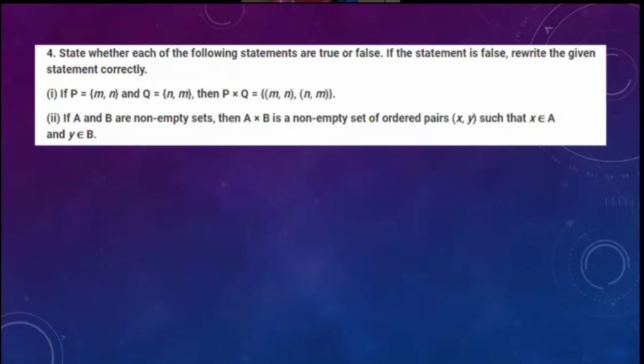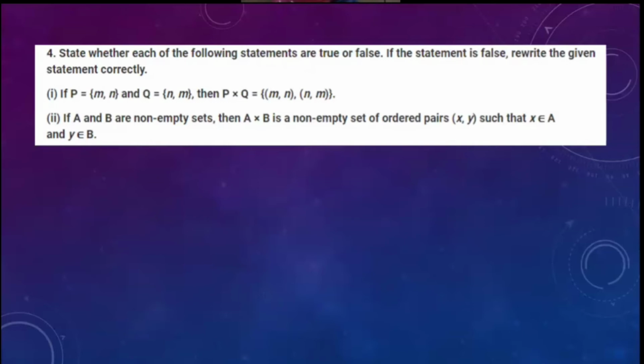Now see the next question. State whether each of the following statements is true or false. If the statement is false, rewrite the given statement correctly. The first question is, if P has two elements, M and N, and Q has two elements, N and M, then P into Q. What is P into Q? (M, N), (M, M), and then (N, N), (N, M).